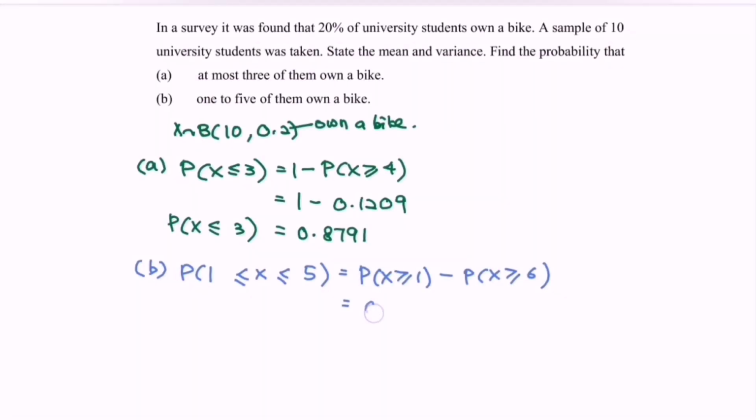And here we have 0.8296 minus 0.0064. So kindly refer to the calculator and we will have 0.8862. So that is the probability that 1 ≤ x ≤ 5.